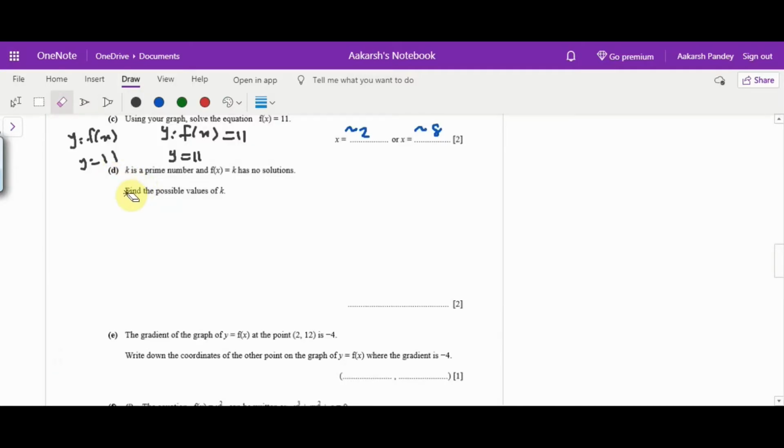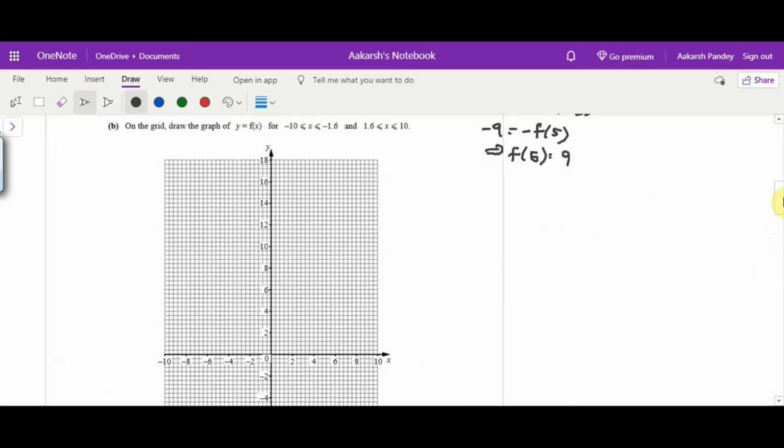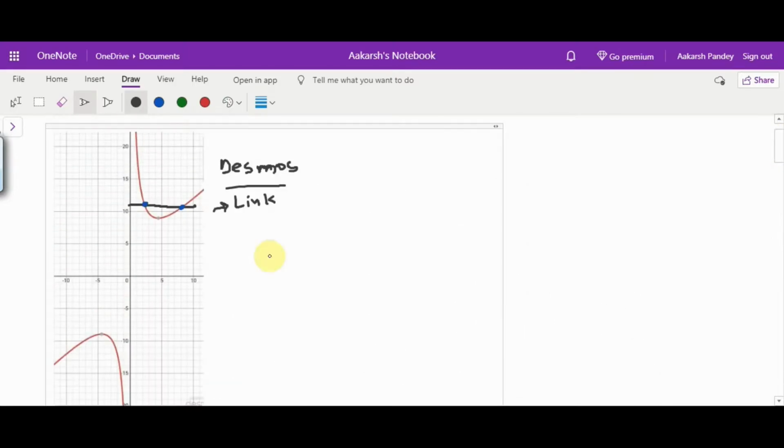Now we come on to question D, which says k is a prime number and f of x equal to k has no solution. So prime number, we have to draw a line y equal to k such that k is a prime number and we don't get any solution. So this clearly means that y equal to k will be a line below this point, which is the point of minima. So I can assume that this line is y equal to 9. Any answers below that will not give me any value.